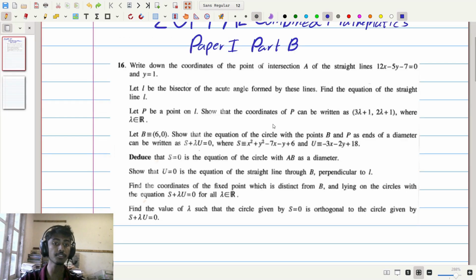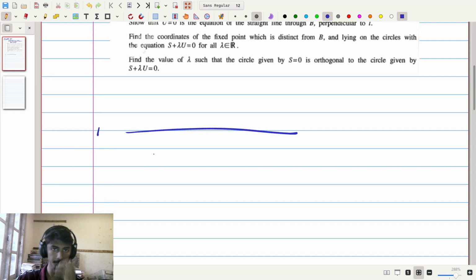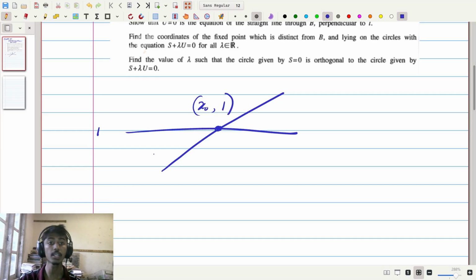To start off, we can find the intersection point A of these two straight lines. That's quite easy here because one of the lines is just y equals 1. This is a horizontal line at the y value of 1. If we have another line going like this and an intersection point like so, this intersection point should also have the y coordinate y equals 1. So this point could be given by x0, 1.